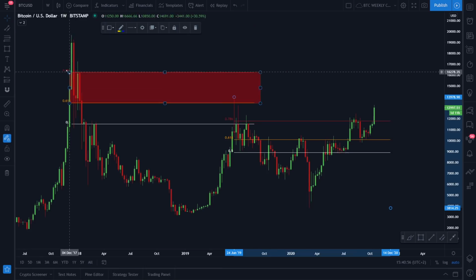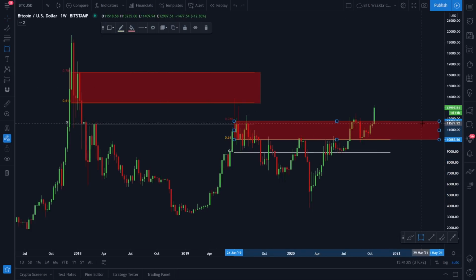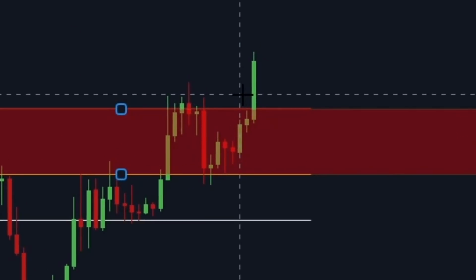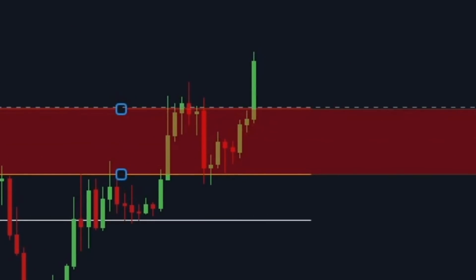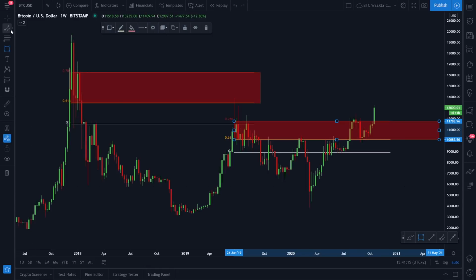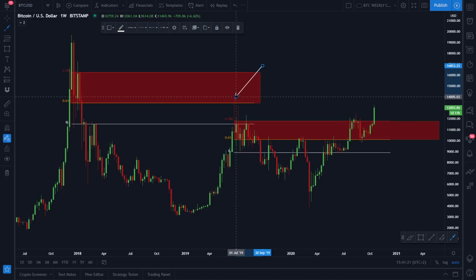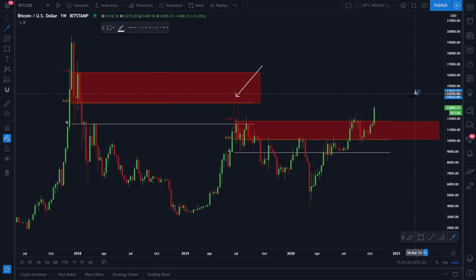Because right now, if we look at this price structure, you can see the weekly candle has clearly pierced above the 0.786 Fibonacci retracement level. Here we had this price rejection after reaching the 0.786 to 0.618 Fibonacci retracement level, and now the price of Bitcoin in the weekly time frame has clearly moved above the 0.786 Fibonacci retracement level, which indicates that this is not a bear reversal anymore.